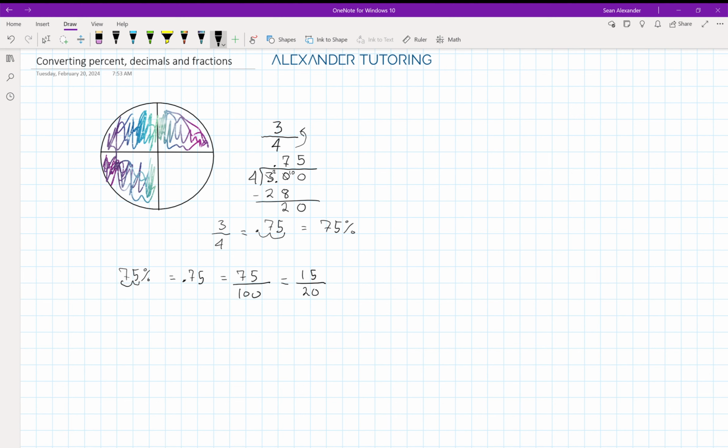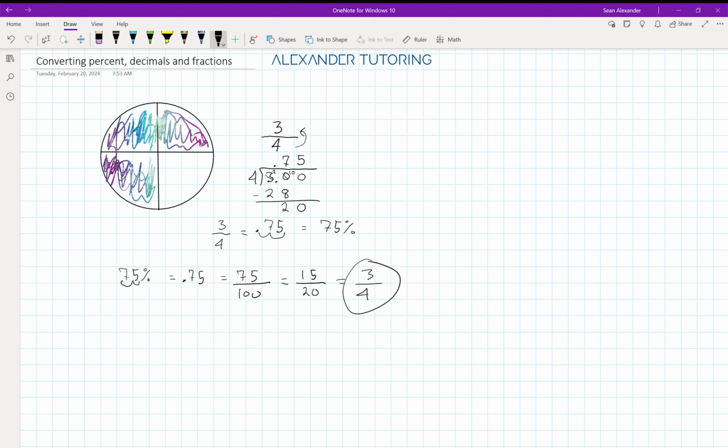Can we reduce this further? Is there a number that divides evenly into the top and bottom? Well, it's 5 again. So I could have been a little smarter about it, but I'm going slow. So 5 goes into 15 3 times, and 5 goes into 20 4 times, and guess what? There we are, back where we started.